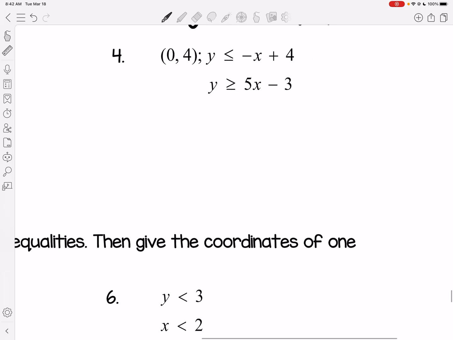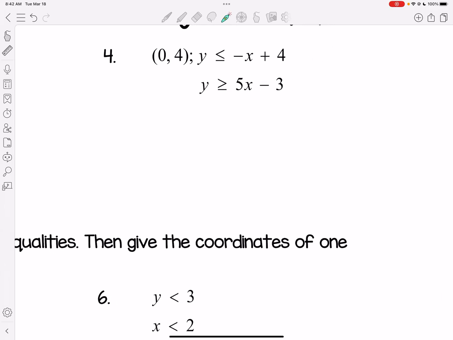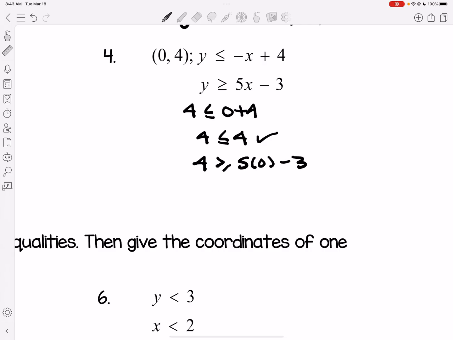And last one, 4. If we're looking at this guy, I have the point 0, 4. We're going to plug it into here. So I have 4 is less than or equal to 0 plus 4, which simplifies to be 4 is less than or equal to 4, which is true. Then the next one I have 4 is greater than or equal to 5 times 0 minus 3. 5 times 0 minus 3 simplifies just to be negative 3. So I have 4 is greater than or equal to negative 3, which is also true. So that means yes, this is a solution.